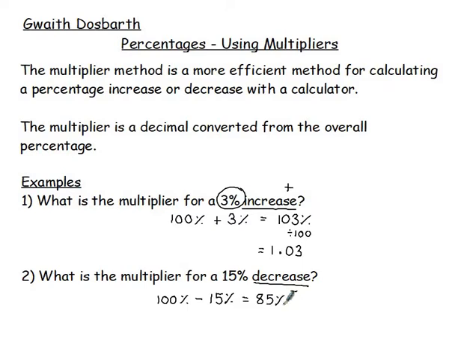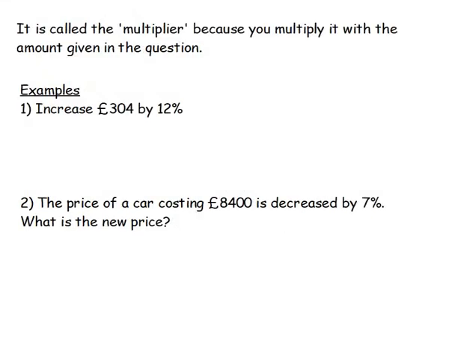But then remember, that's the percentage. You want to convert to a decimal. So divide by 100, it gives you 0.85. So remember, the decimal is the multiplier. The reason why it's called a multiplier is because you're just going to multiply that decimal with the amount given in the question to give you your answer. So you don't have to work out the percentage first, you just multiply the amount with your multiplier.